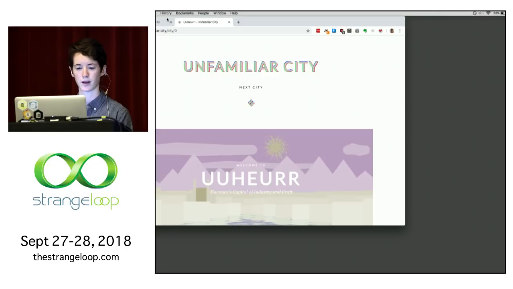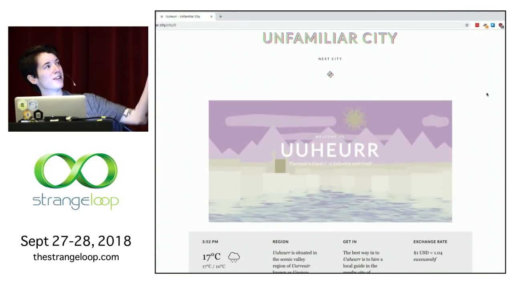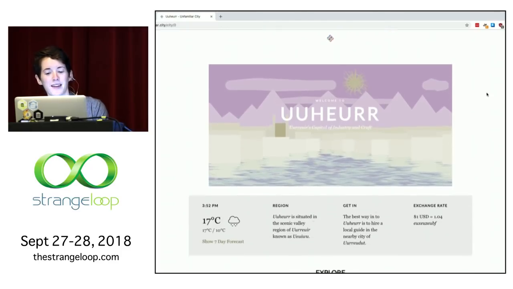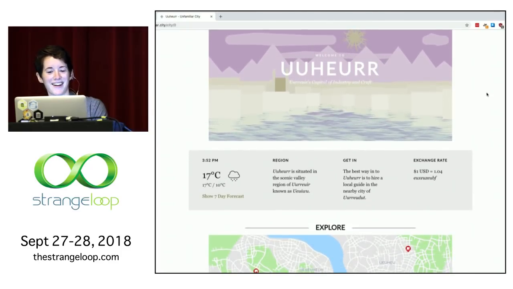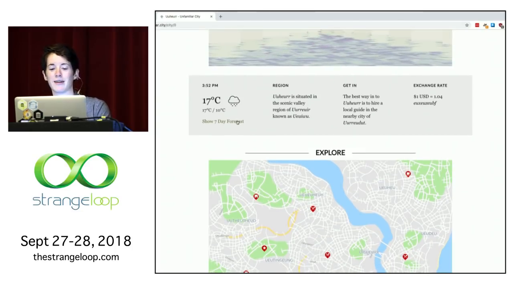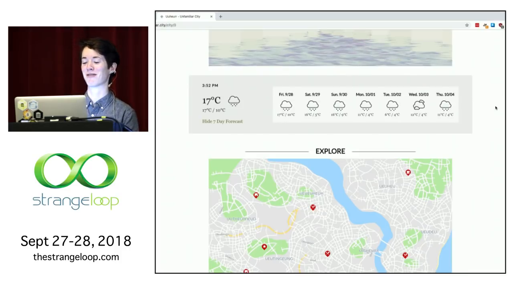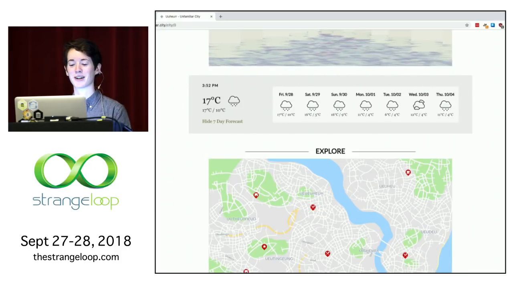So we've got our beautiful photograph of our city and the weather right now, some information about the region. I'm really proud of the 7-day forecast. That's, no question, my favorite part of this project, that you can get a weather forecast.